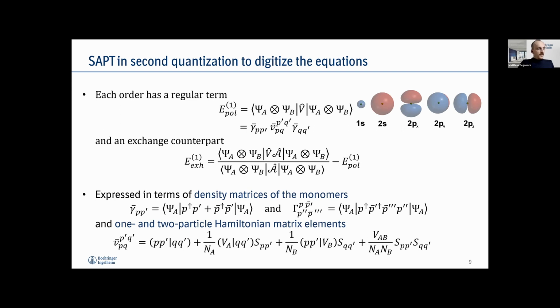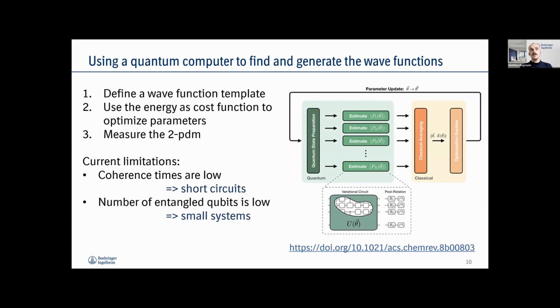So what we now need is these matrix elements. We get them from our classical calculation, our Hartree-Fock calculation. And we also need the density matrices. And for these density matrices, we'll use the quantum computer. So we'll use the variational quantum eigensolver.